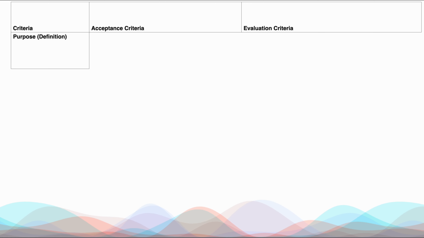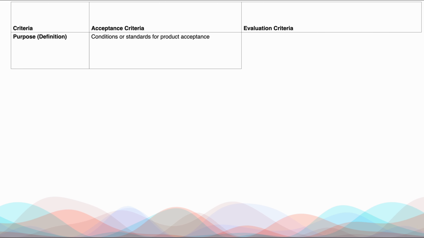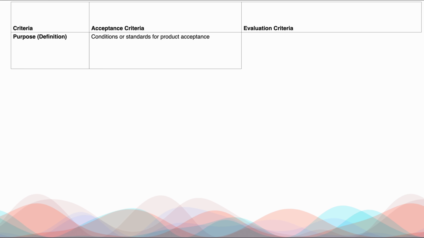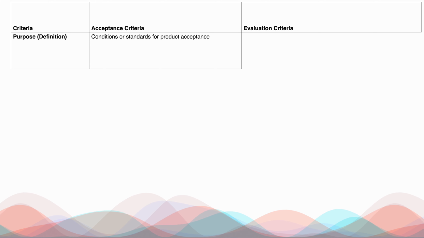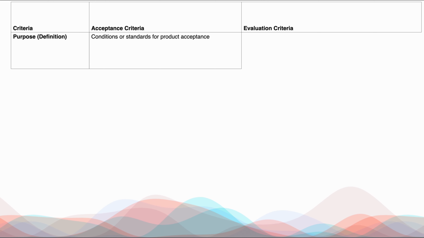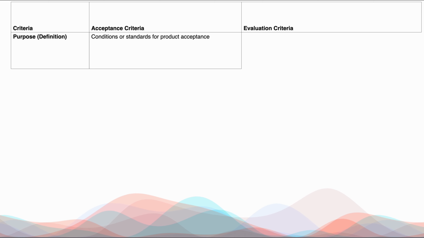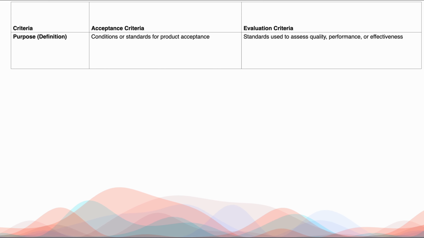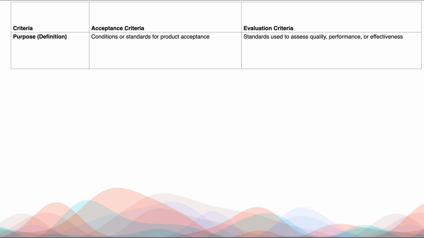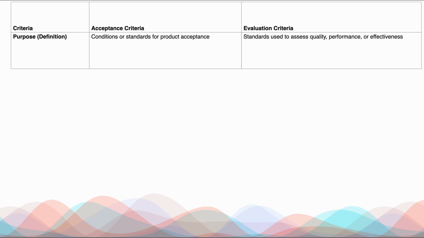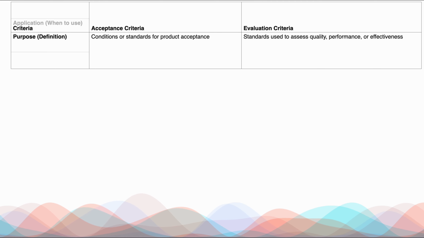So the first one is the purpose: why we actually need to understand acceptance criteria. If you want to understand the condition or standards for product acceptance, then the acceptance criteria technique is required. Why do we use evaluation criteria? It is used to assess the quality, performance, or effectiveness of that particular solution. That is where you use evaluation criteria to assess them.